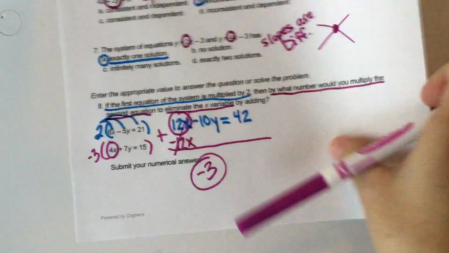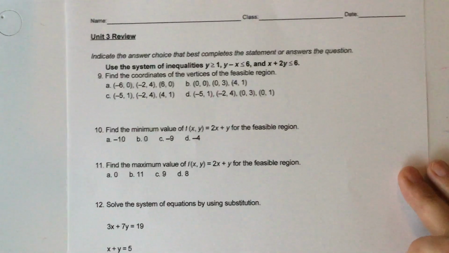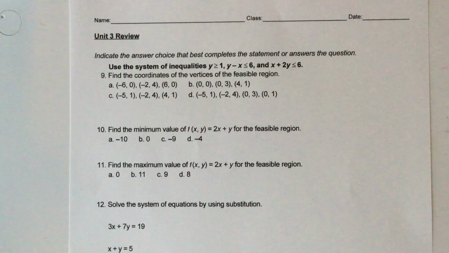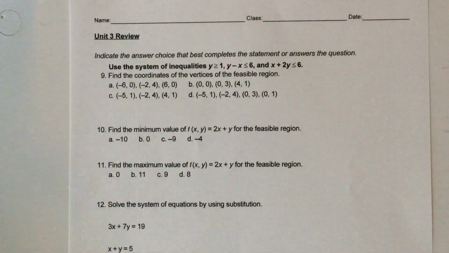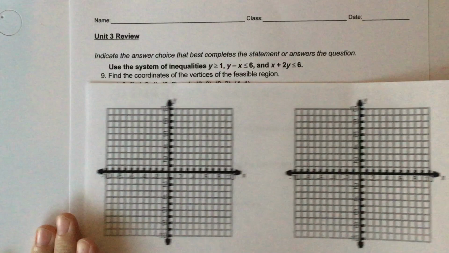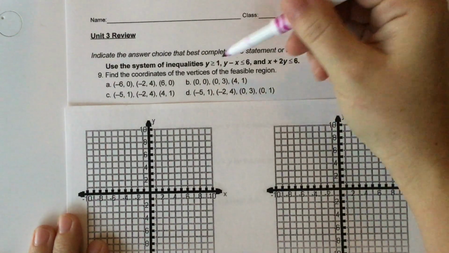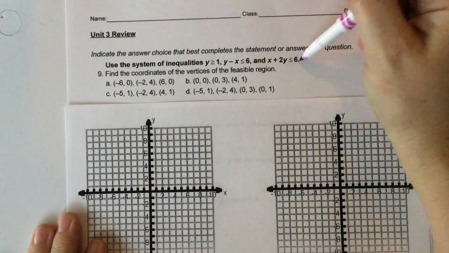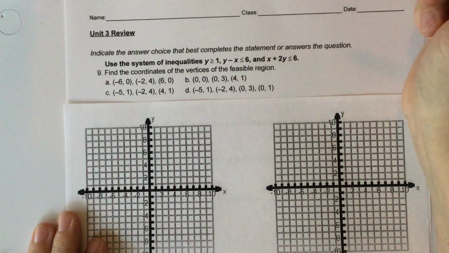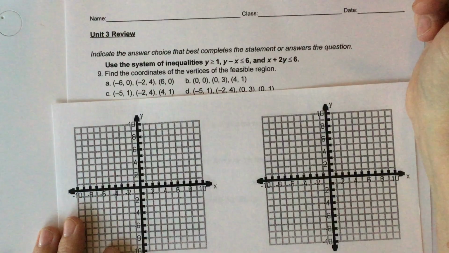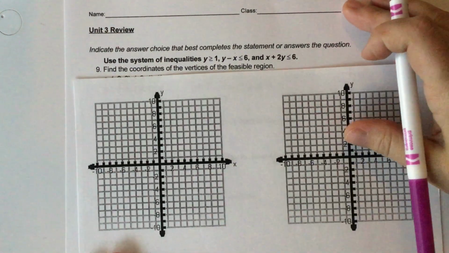Okay, next question, number 9. All right, now this one is going to require some graphing. I brought along a graph so I can do this. We need to graph these 3 equations and shade them, and then we're going to find the coordinates of the vertices that enclose all of the overlapping colors. Okay, so here I go.